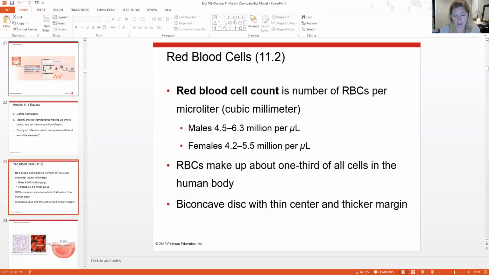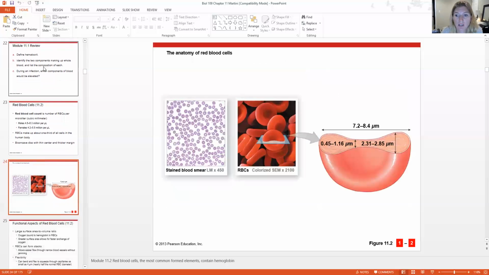Red blood cells make up about 1/3 of all of the cells in the human body. So if you took all your body's cells, piled them up and divided them into categories, about 1/3 of all the cells would be just blood. They're biconcave discs, which means they're kind of imploded on either side, making a very thin center and a thicker outer margin. As you can see here in that cross section, thin in the middle, thicker on the sides.